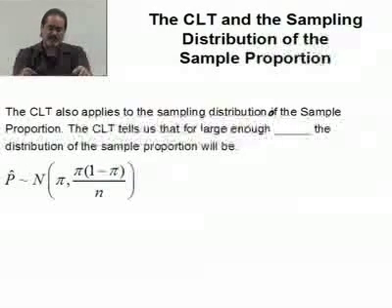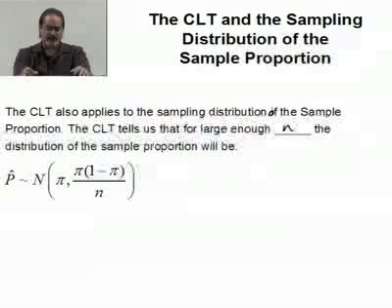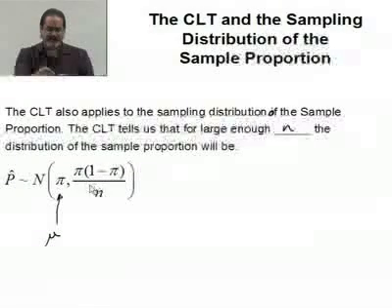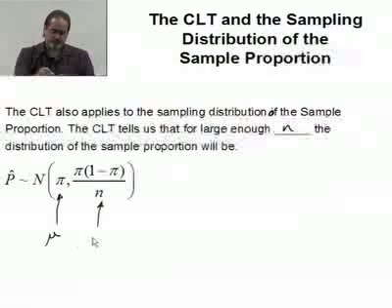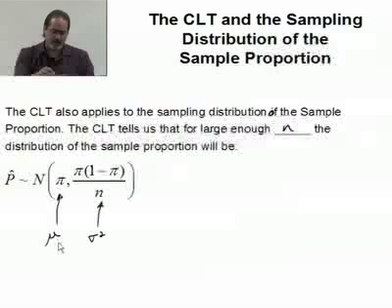The CLT tells us that for large enough n, which is the sample size, the distribution of the sample proportions, p hat, will be distributed normal, but the mean will be pi, this is mu, and the variance will be pi times 1 minus pi over n. This is the variance. Now I'm going to subscript this. This is the mean of the sample proportions. This is the variance of the sample proportions.